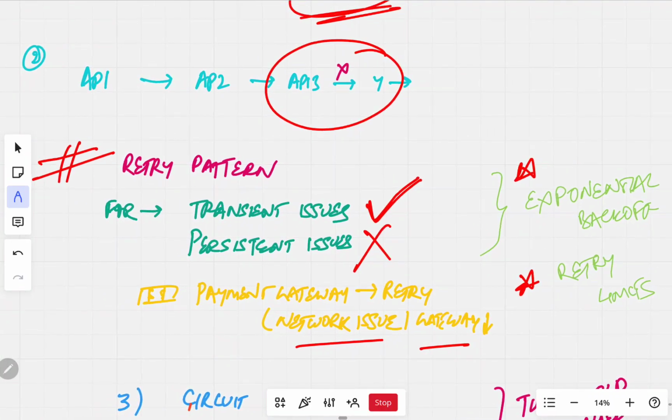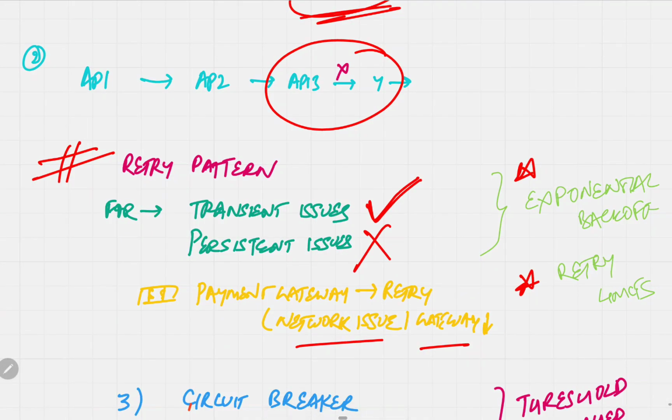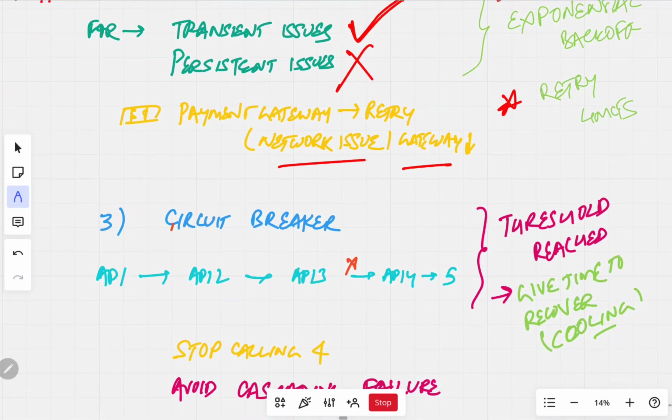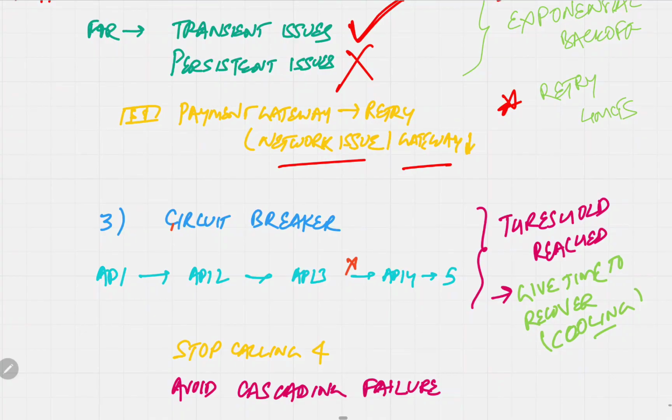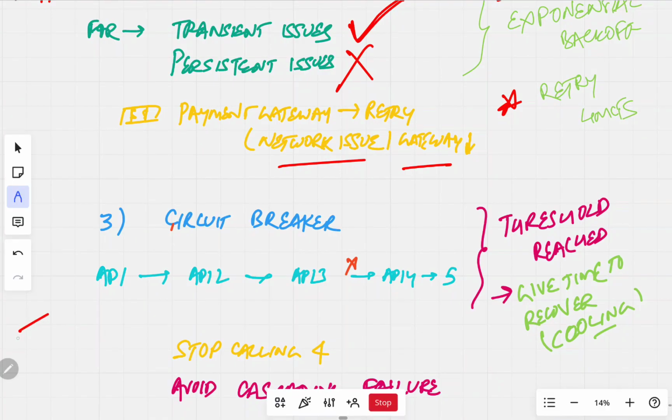So we talked about compensation and retry, and when to use them. Third is the circuit breaker. Let's relate it to the normal word. Let's clarify it. In electrical systems, what is a circuit?